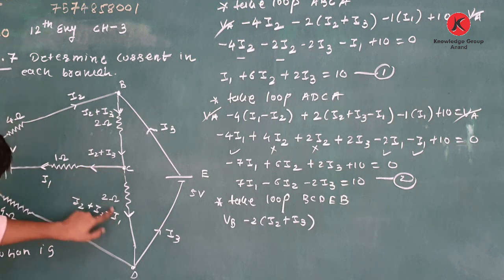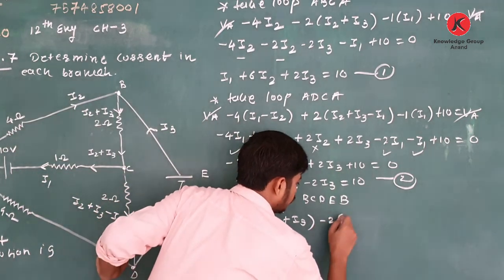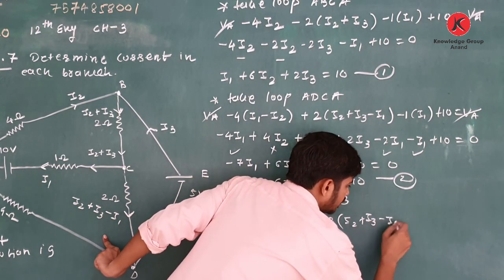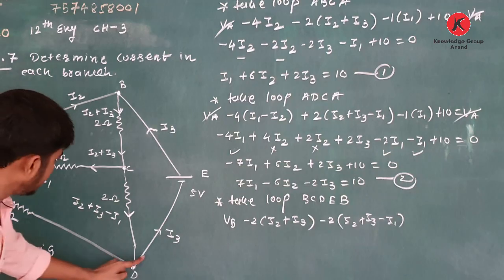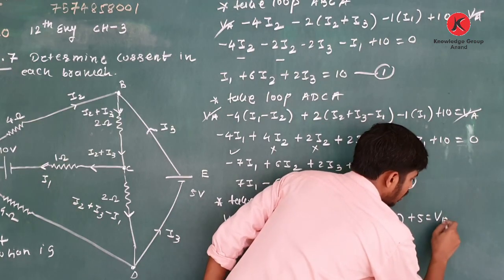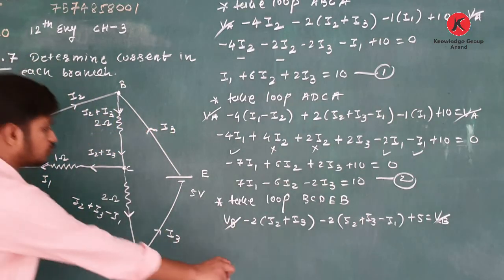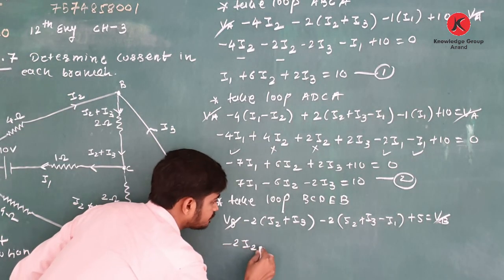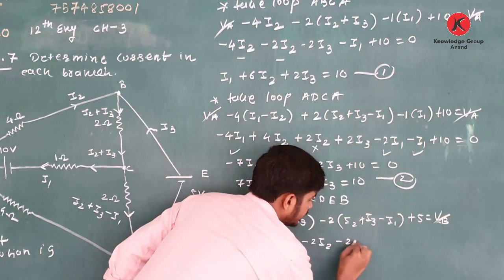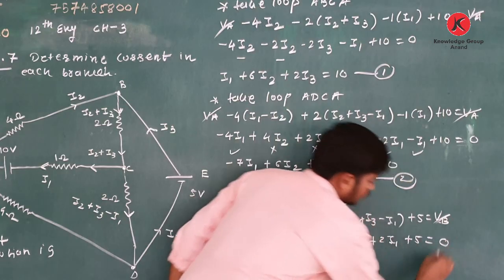Then this resistance 2 ohm, current is I2 plus I3 minus I1. We are moving in the same direction, so minus 2 (I2 plus I3 minus I1). Clear about this? Then the cell of EMF 5 volt, negative terminal to positive terminal means plus 5, is equal to VB, we are again at point B. Clear about this? VB cancels. Now how to simplify this? Minus 2 I2 minus 2 I3 minus 2 I2 minus 2 I3, minus will become plus 2 I1, plus 5 is equal to 0.